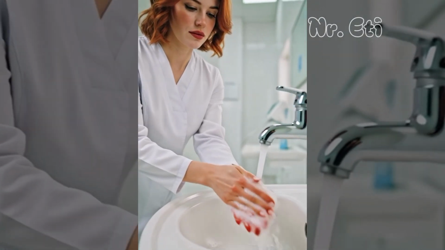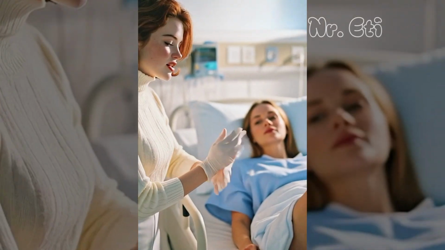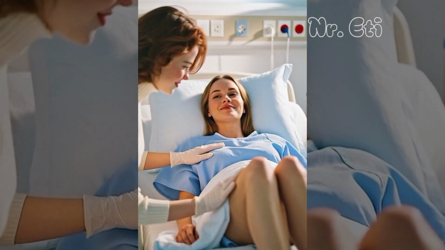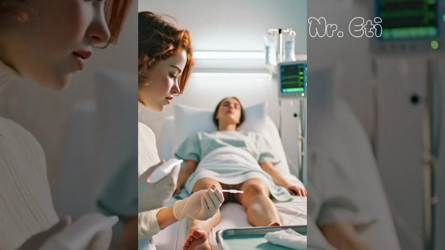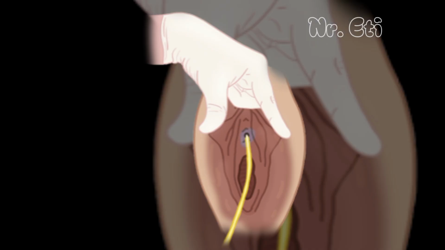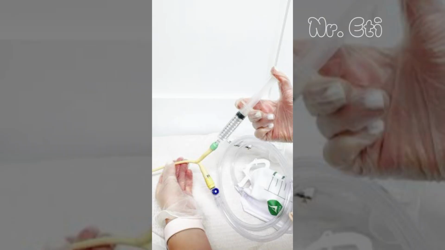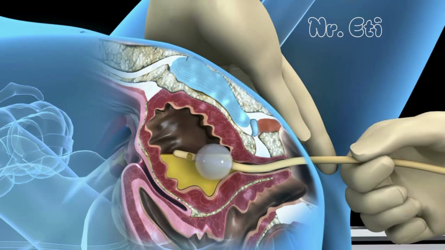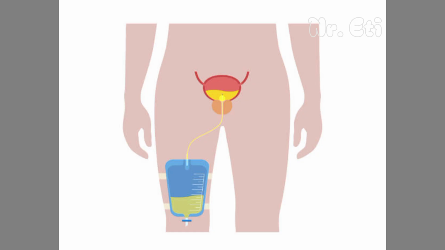2. Foley catheter. Preparation. Wash your hands and use sterile gloves. Ensure the patient is lying on their back with legs separated. Lubrication. Thoroughly lubricate the catheter before insertion. Insertion. Gently insert the catheter into the urethra until you see urine begin to drain. Balloon inflation. Once the catheter is in the bladder, inflate the balloon with sterile water to keep it in place. Fixation. Secure the catheter to the patient's legs to prevent movement.